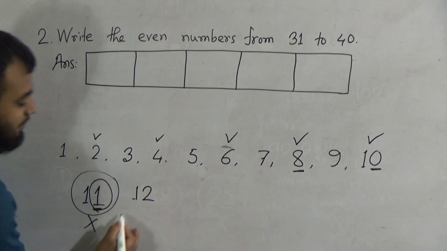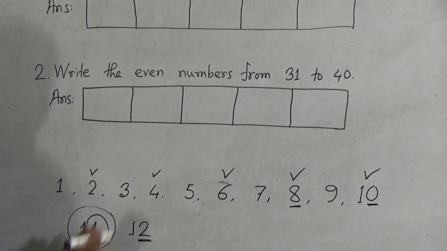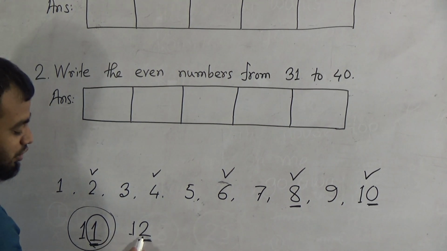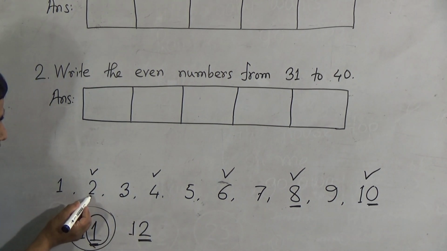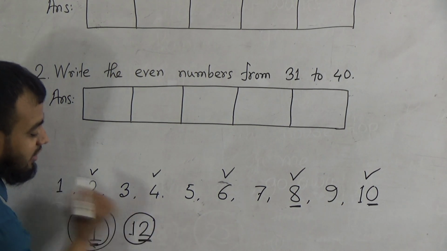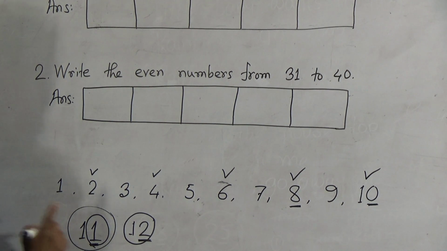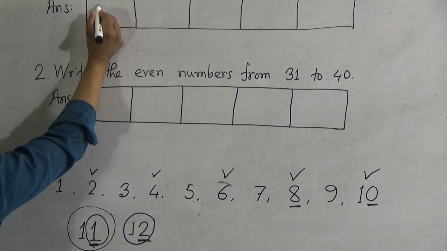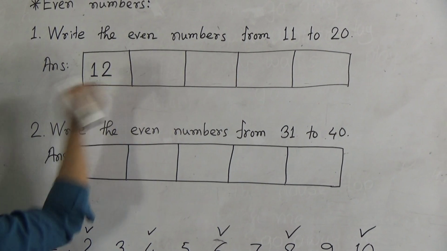Now after 11 the number that comes is 12. 12 has 2 on the right side, in the ones place. So 2 is an even number because 2 can make a pair. That is why 12 is also an even number. So we can write down the first number. The first even number for this question is 12. Write it down in the box, 12 is the first even number here.